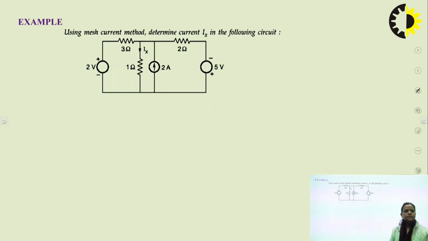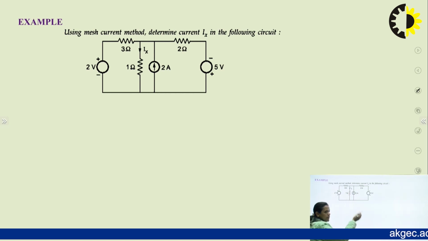Now next is: using the mesh current method, determine Ix in the following circuit. Here you can see that source transformation is possible, but the problem is that if you do the source transformation, this branch will be consumed in the source transformation. You can solve this question both ways, but first we will solve it without source transformation.